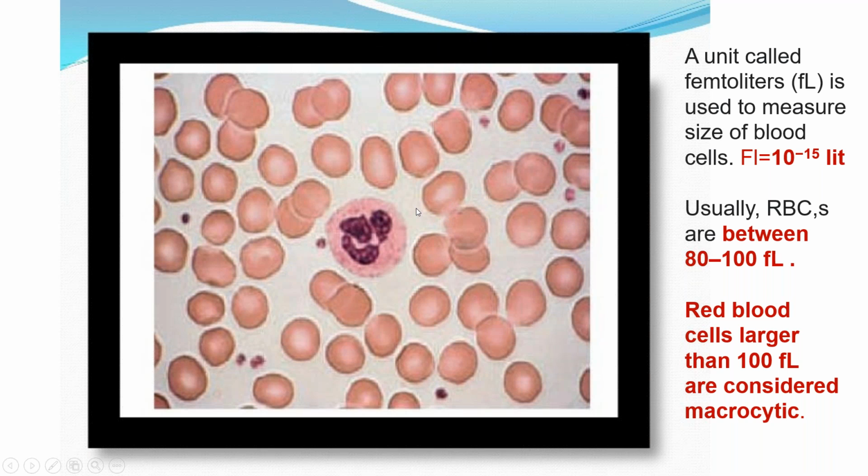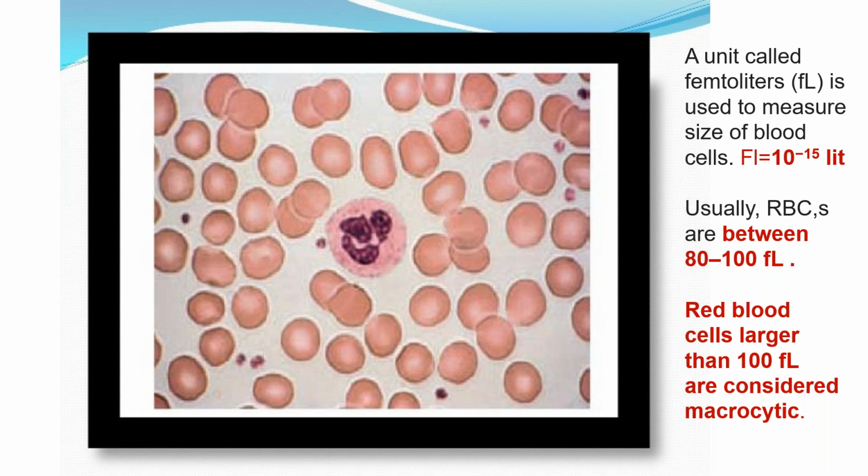This question is generally asked when you say that this is a macrocyte. Then you are asked what is the normal size? In the viva, the unit used to measure the size of the RBCs is the FL, femtoliter. What is 1 FL? It is 10 to the power minus 15 of a liter. Very small.